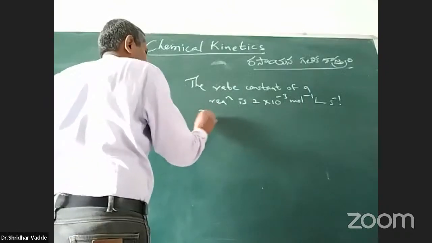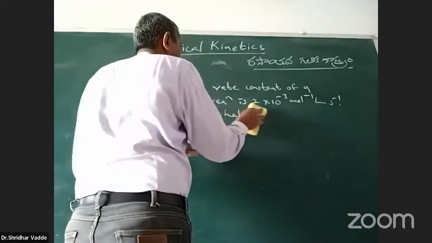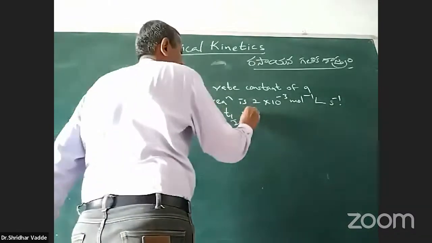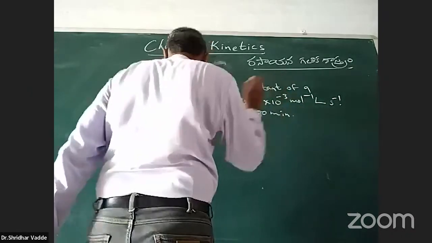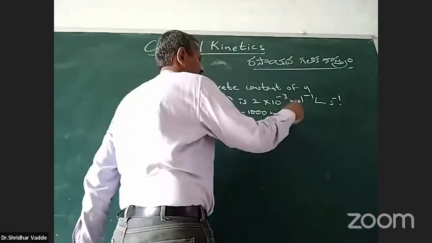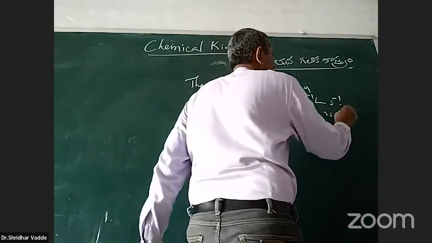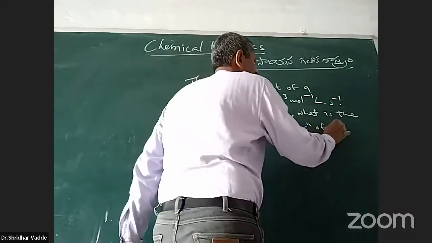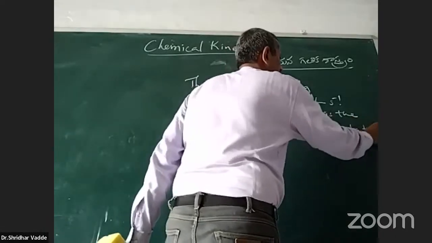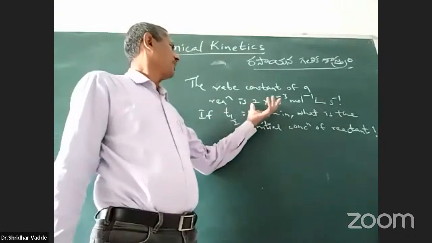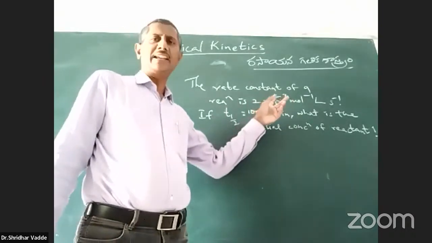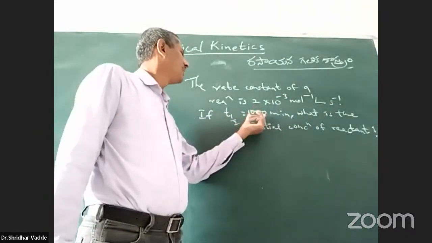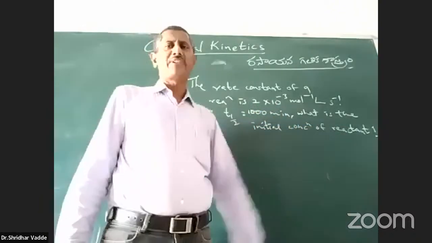If the half-life is 50 hours, which is equal to 1000 minutes, what is the initial concentration of the reactant? Look, the rate constant of a reaction is 2 into 10 power minus 3 mole inverse liter second inverse. The half-life of that reaction is 1000 minutes. Then what is the initial concentration of the reactant?